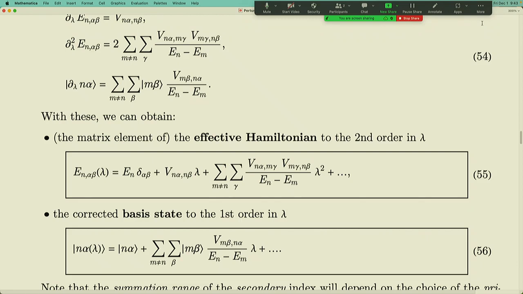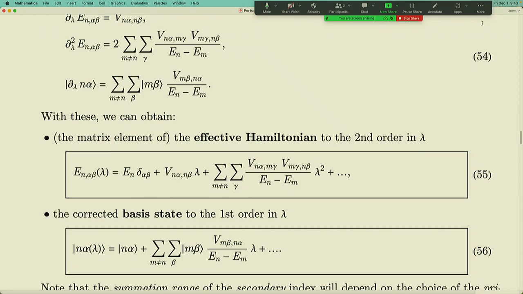So beta and alpha are two brothers in a home. So in order to do their correction, they first need to visit a friend that is outside their home. And then when they come back, they can mix with each other. So you can start from n beta to some m gamma and back to n alpha. So this describes, after the perturbation, how much connection you can build between alpha and beta by going through a third state, which is not even within the degenerate block.